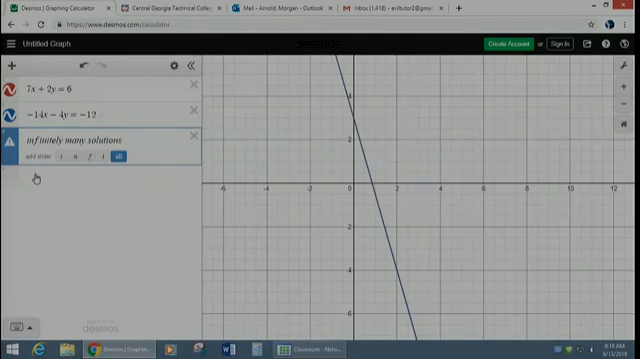So watch out for that if you are solving a system graphically and the two lines in the system become one. If that happens, then that means they're just one line, and your answer would be all real numbers or infinitely many solutions. Again, any questions about graphing before we talk about the next method?